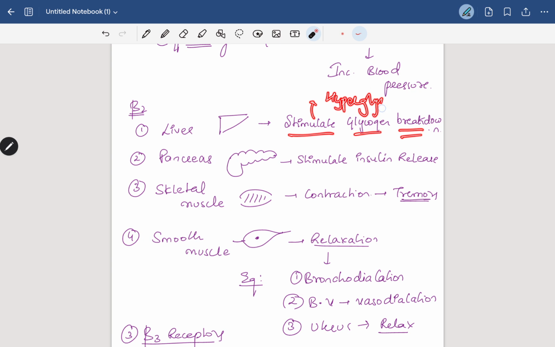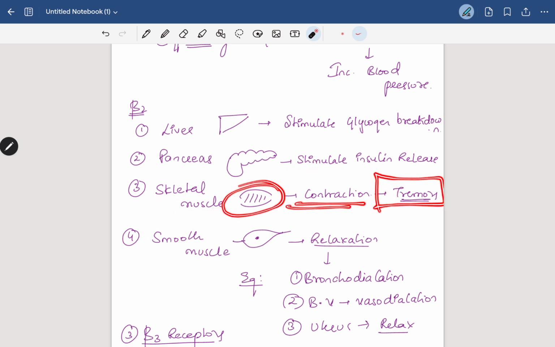In the blood, there will be increased level of blood glucose, therefore it will be hyperglycemia. In pancreas, it will stimulate insulin release, which will cause hypoglycemia. And in skeletal muscle, it will lead to contraction of the skeletal muscle, which will eventually lead to tremors.